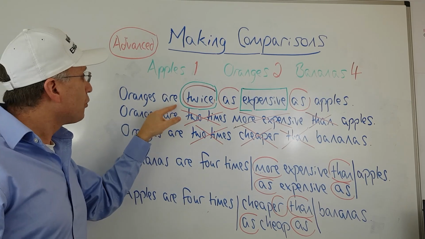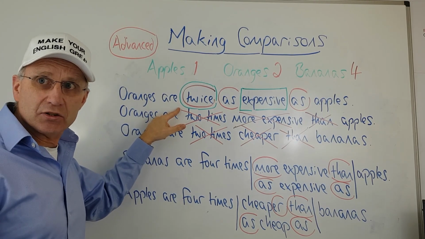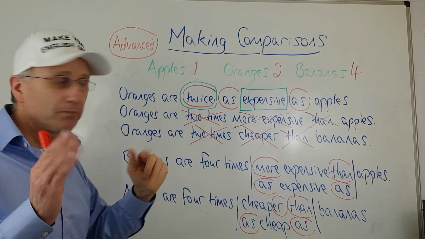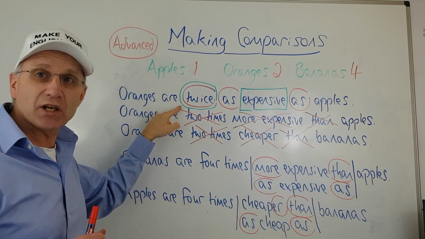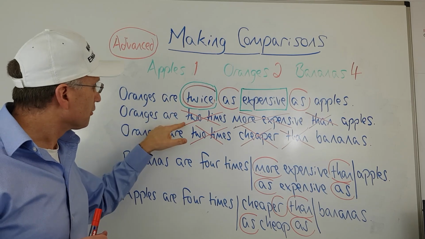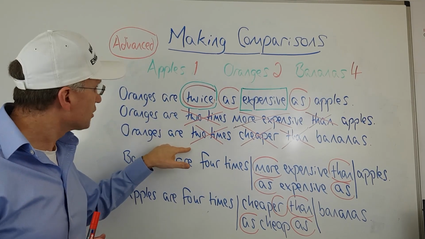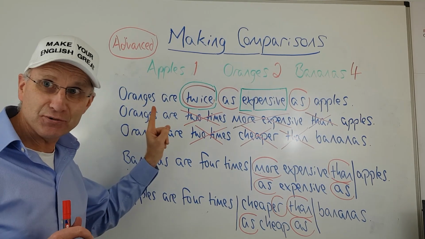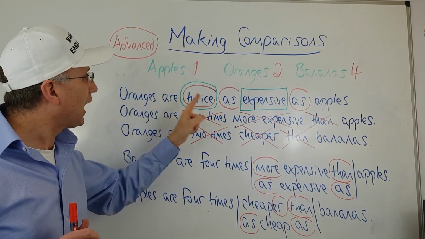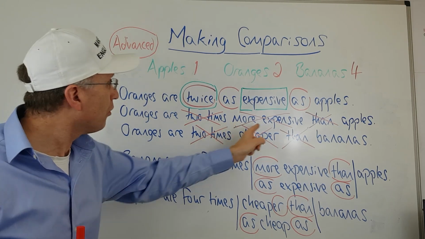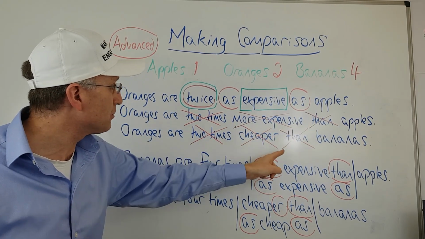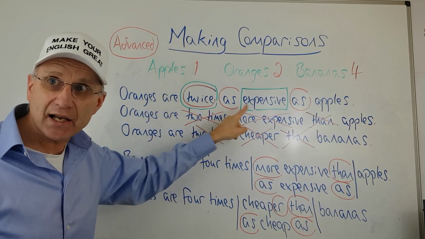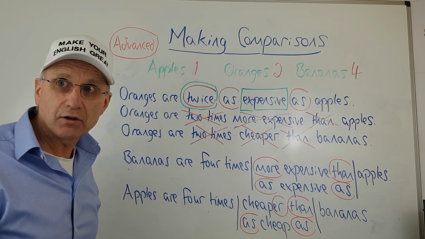And the important thing to remember with this is that when it's double, you need to say twice, not 2 times. So for formal writing, stick to twice, and don't use more expensive than or cheaper than with twice. With twice, you have to use the as structure.